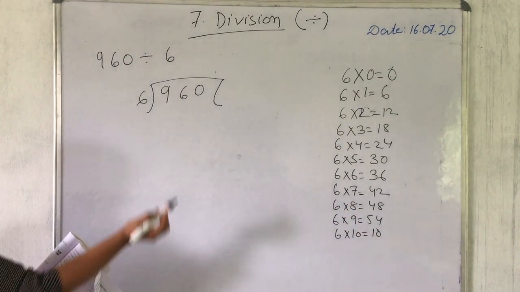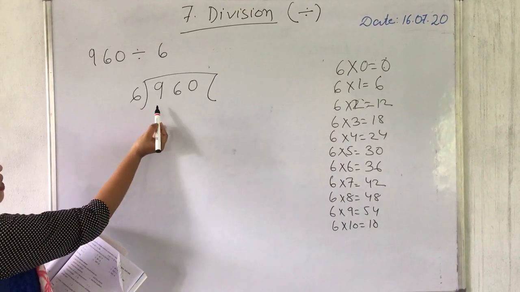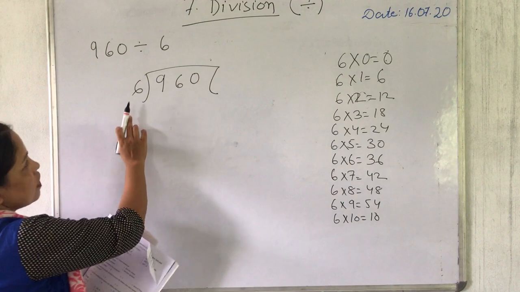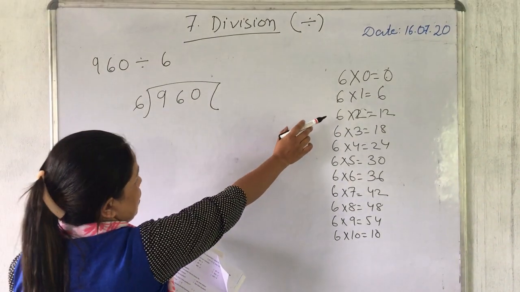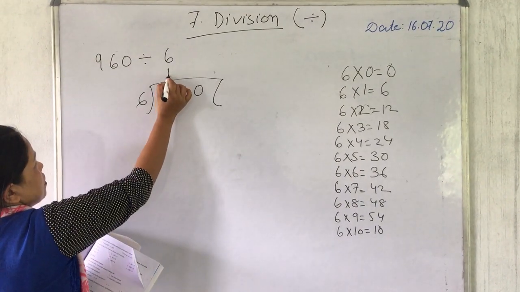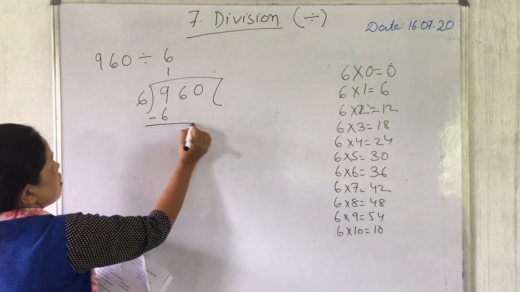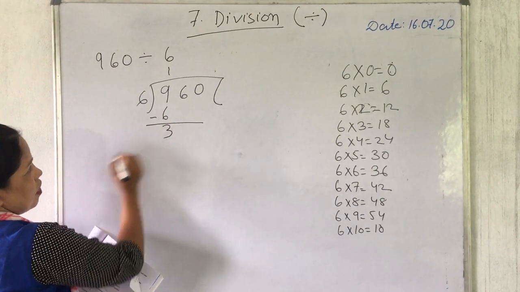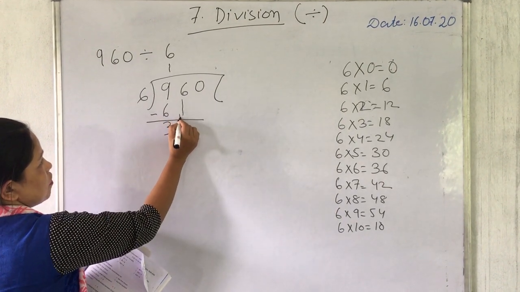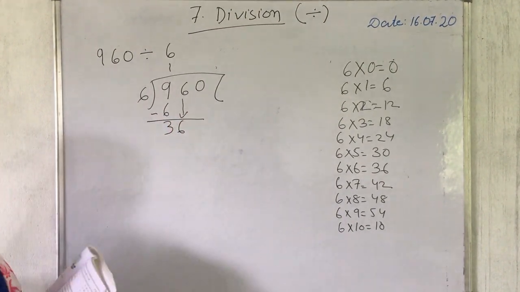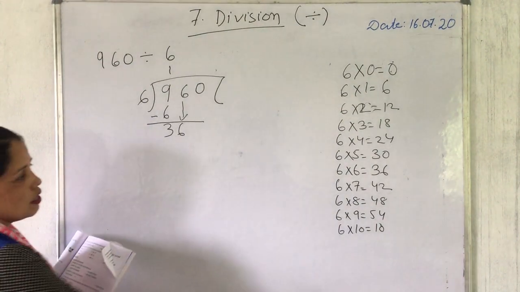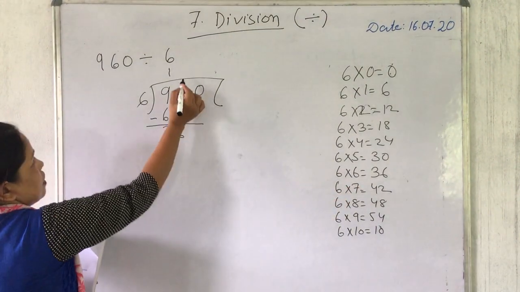Got it? Now look here again. Now in 6 table, 9, how many times? No, it doesn't come, isn't it? So you have to choose the number which is less than 9. That is 6. So 6 ones are 6. Subtract it. So 9 minus 6 is 3. Okay, now put the 6 down here. It's become 36. So in 6 table 36 goes how many times? 6 sixes are 36.